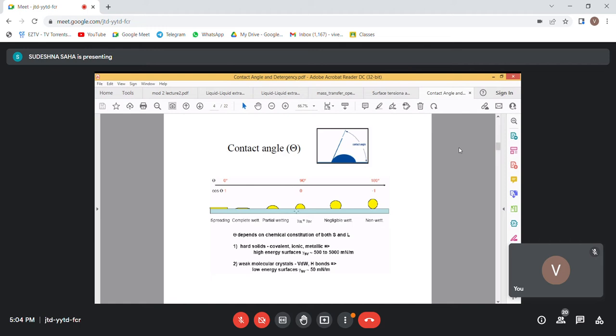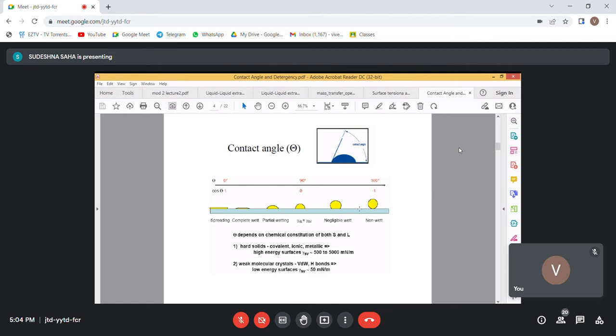When theta equals 90 degree, what is theta? Theta is the contact angle. So basically when theta is 90 degree, then we do have gamma SL equals gamma SV in that particular case. When there is negligible wetting, we do have contact angle greater than 90. And when it is not wetted by the surface, you will see this drop.